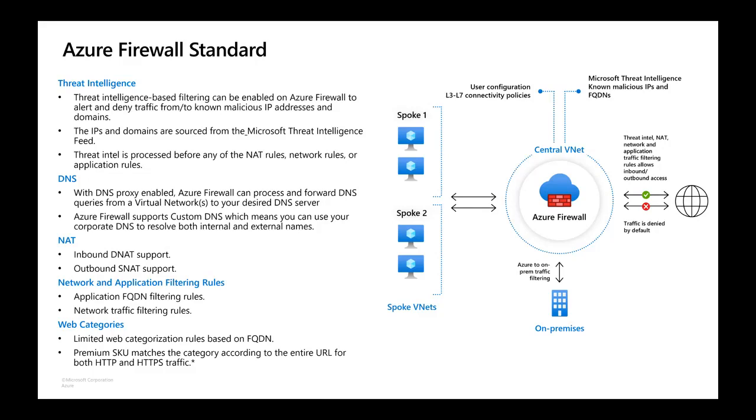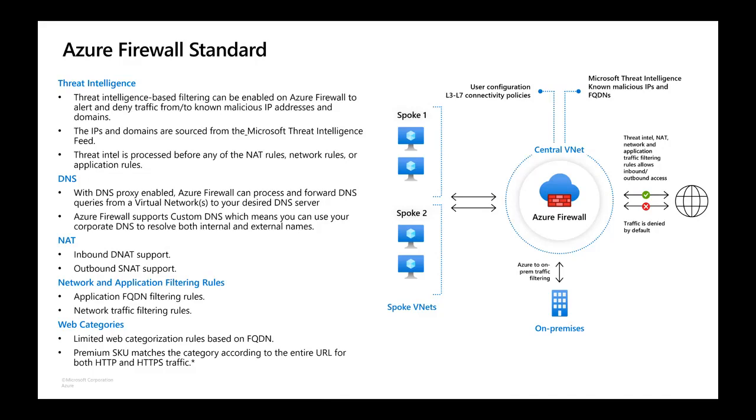Standard also supports DNS. This comes with custom DNS, so you can use your corporate DNS within Azure Firewall to resolve internal and external IP addresses and FQDNs. And also with DNS proxy enabled, it can process and forward DNS queries from your virtual networks. Standard also supports inbound DNAT, and also supports outbound SNAT.